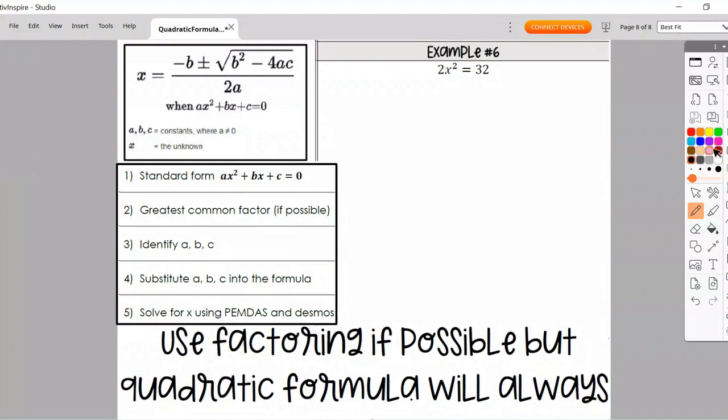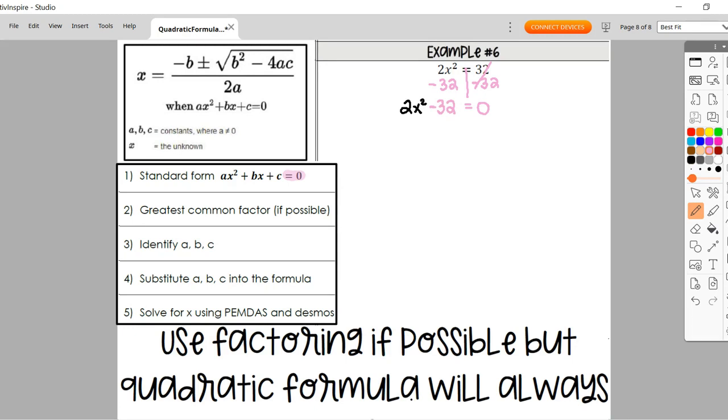We got to get this in standard form. First thing, I got to get it equal to 0, and I just said 2x squared equals 32. So I subtract 32 from one side to the other. Cancels out, 32 minus 32 is 0. And I write it in standard form. I'll have the x squared term first. I notice there's no x term, but I do have my number that I will write last.